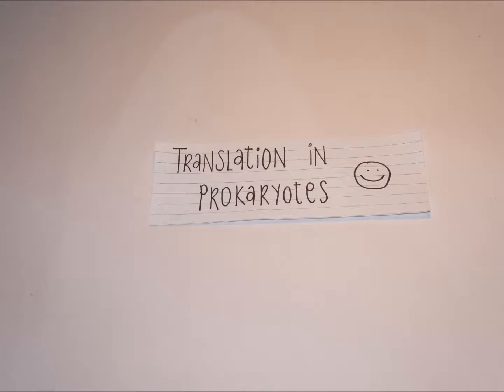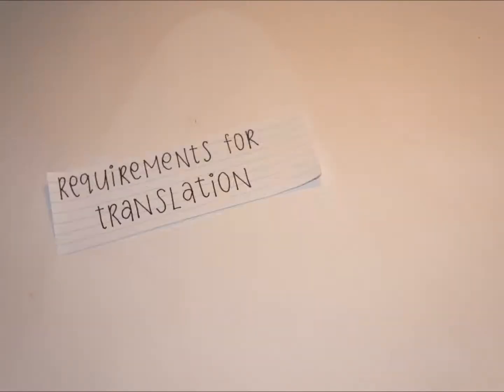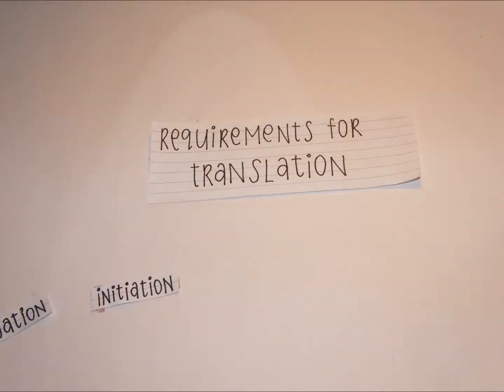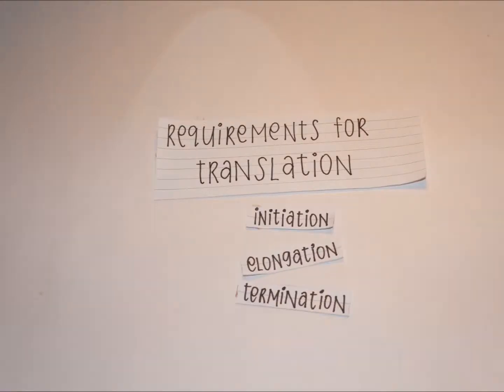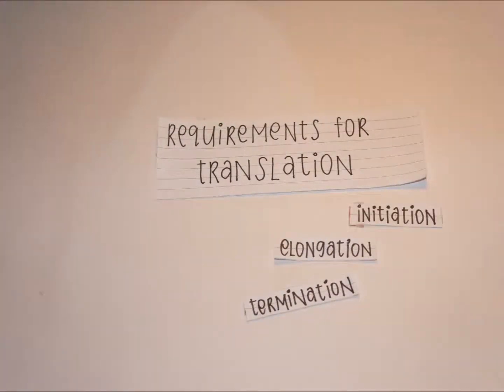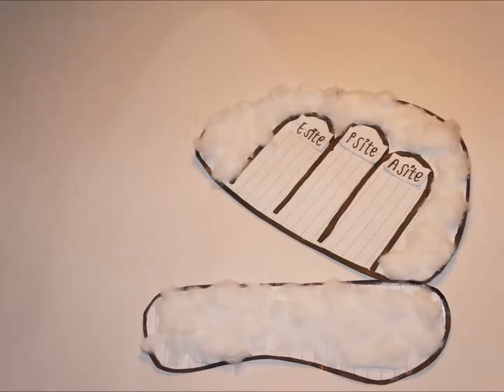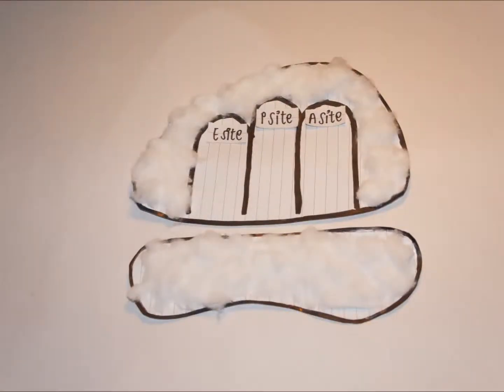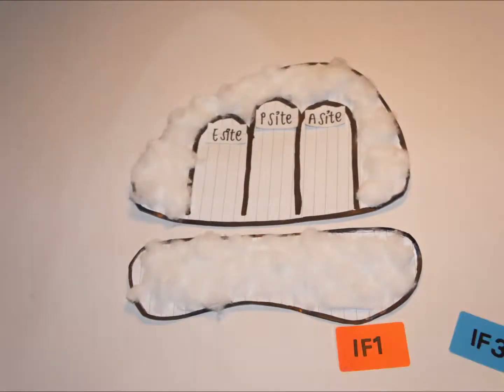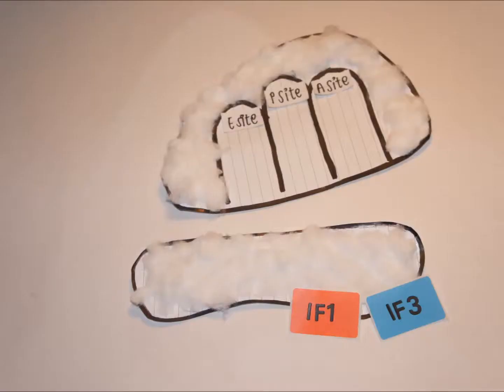Translation in prokaryotes. There are three stages in translation: initiation, elongation, and termination. Firstly, for initiation to occur, two ribosomal subunits, the small 30S and large 50S subunits, are required. Both initiation factors, IF1 and IF3, bind to the 30S subunit.